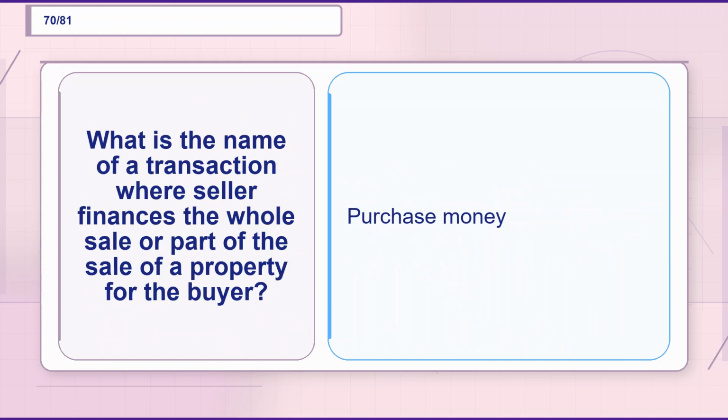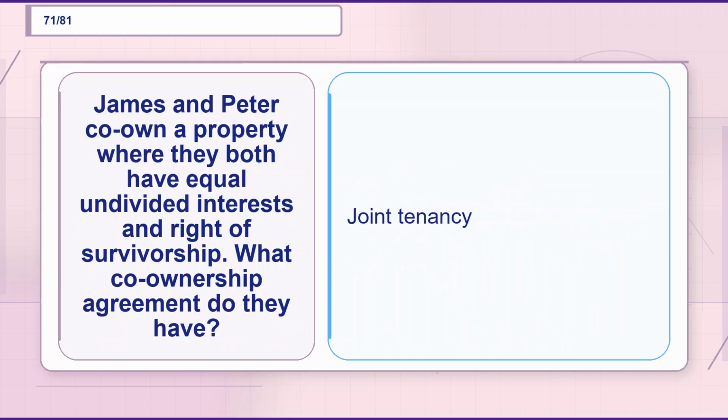Flashcard 70. Term: what is the name of a transaction where the seller finances the whole sale or part of the sale of a property for the buyer? Definition: purchase money.